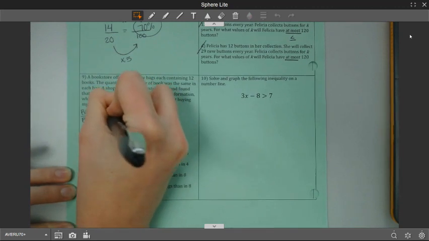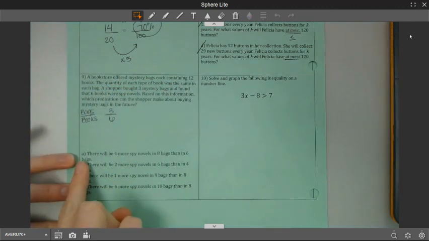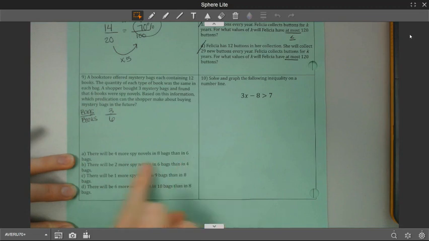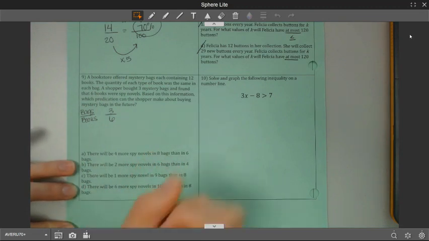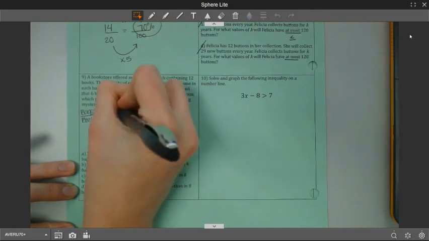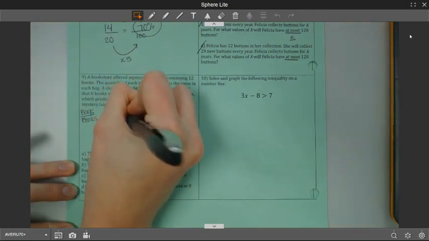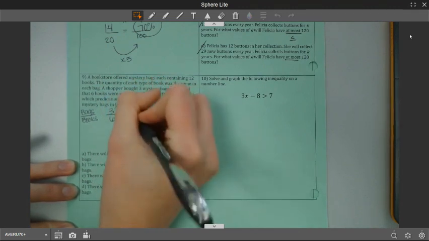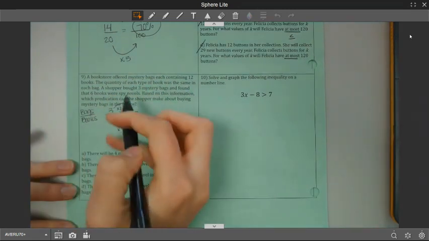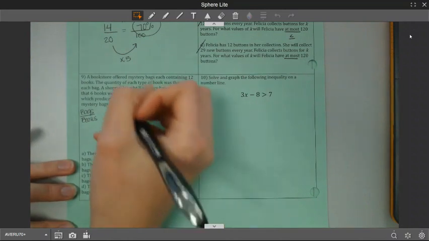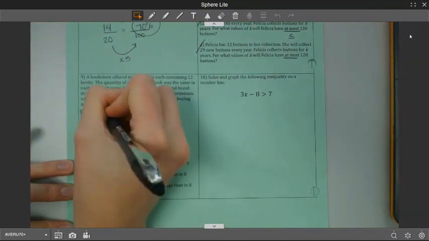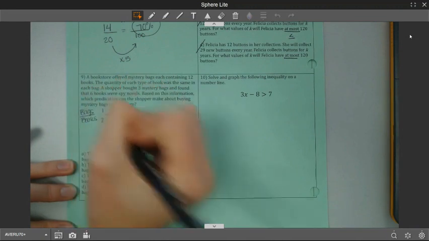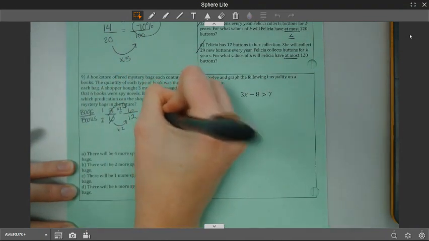So in 3 bags, we had 6 books, and A says there will be 4 more spy novels in 8 bags than 6 bags. So I need to know how much in 8 and how much in 6. Well, in 6 bags, to go from 3 to 6, I multiply by 2. So on the bottom, I would multiply by 2. That's 12 books in 6 bags. Now I can't go from 3 to 8, but I could simplify this, dividing them both by 3, and it's really there's 2 books in each bag. So in 1 bag, 2 books.